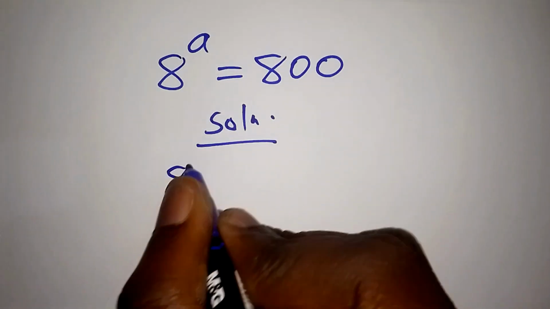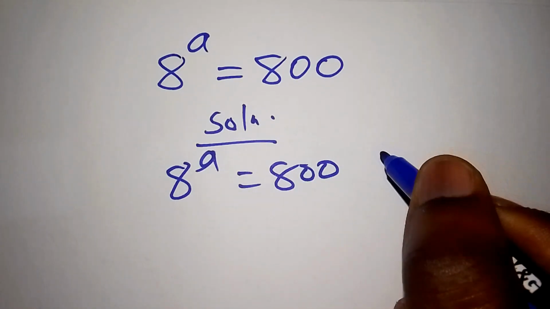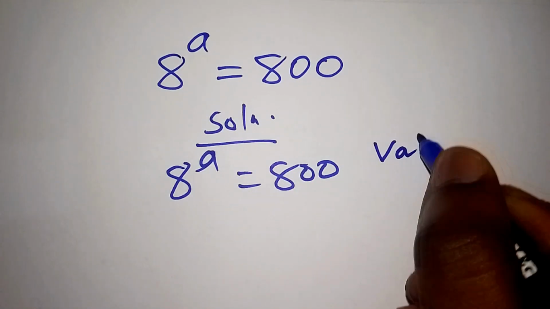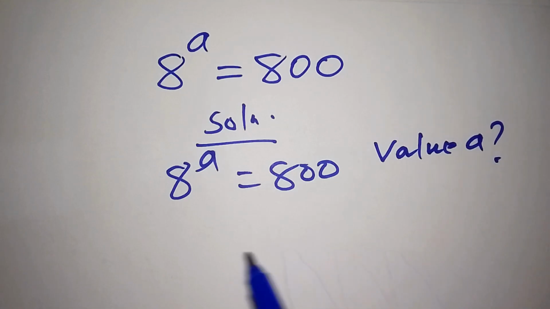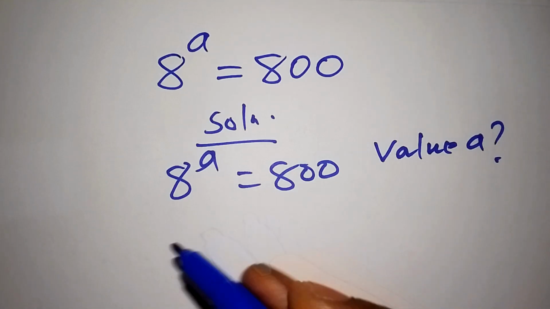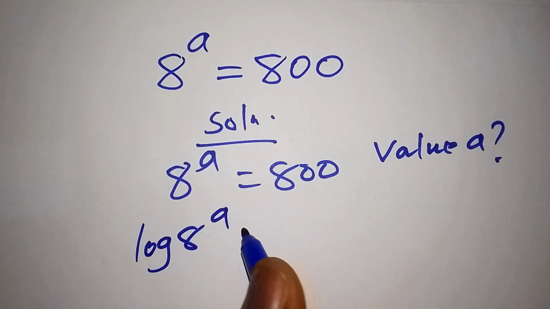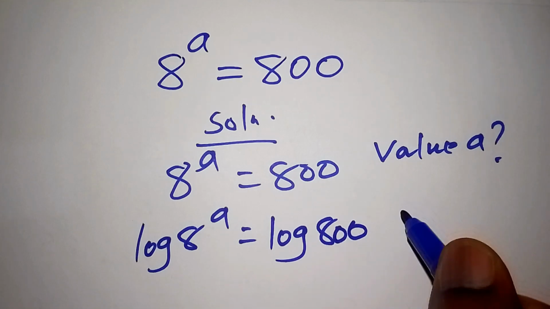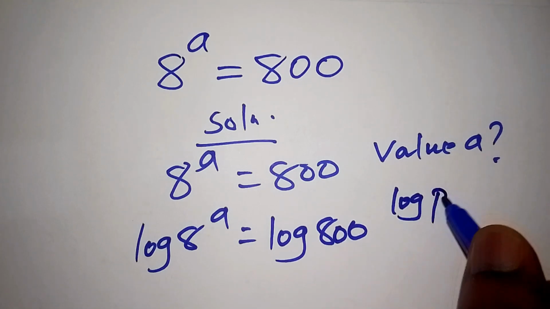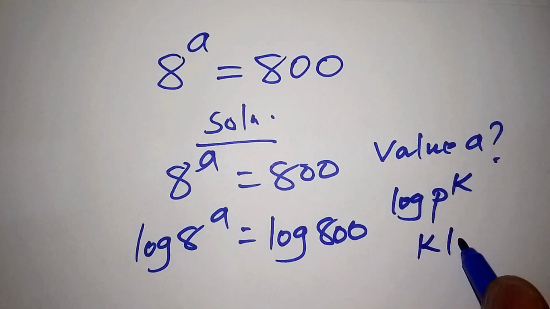So now we have 8 to the power of a is equal to 800. We are asked to find the value of a. So that is what we are looking at. The best way is to introduce the log on both sides. So here we shall have the log of 8 to the power of a is equal to the log of 800. Assuming we have the log of p to the power of k, this can also be written as k times the log of p.